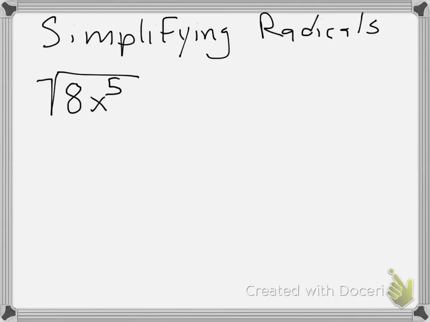So this is simplifying radicals. The last one we did, everything came out nice and even. This one, we're still going to have things left in the radical, and I'll show you what I mean. We're going to do the same thing as we did before.